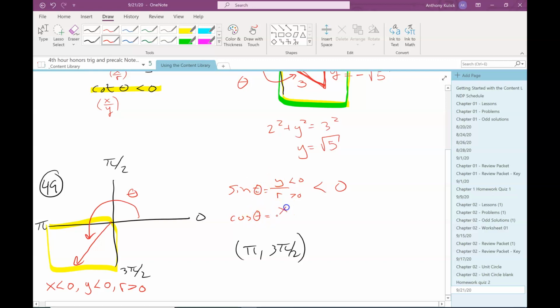Cosine is x over r, which is negative over positive, which is negative. And tangent is y over x, which is negative over negative, which is positive. So sine and cosine are negative, but tangent is positive. Does that feel okay there?